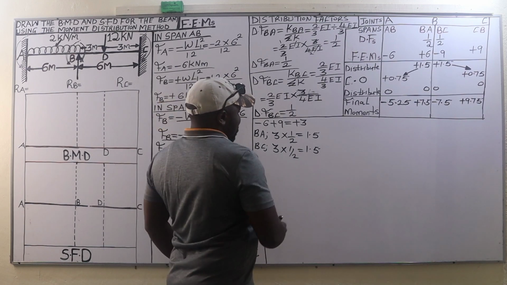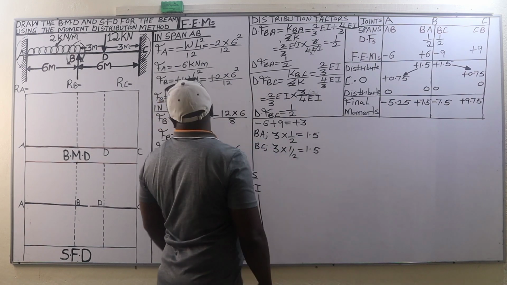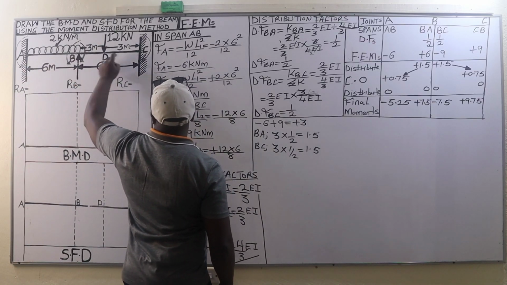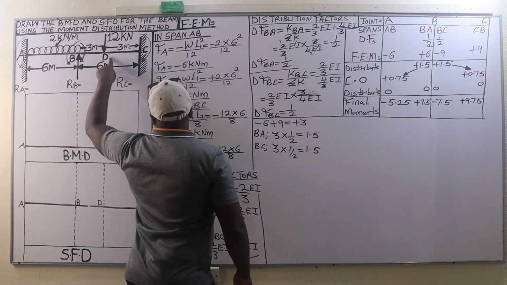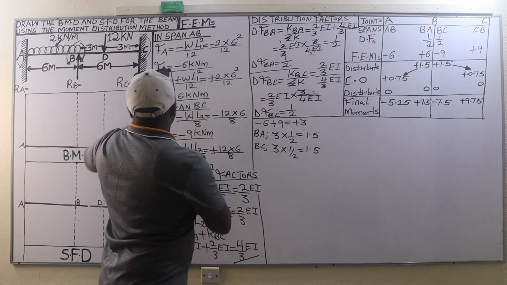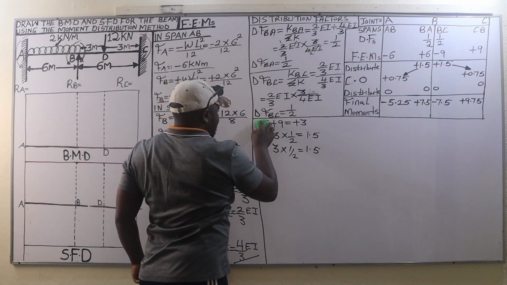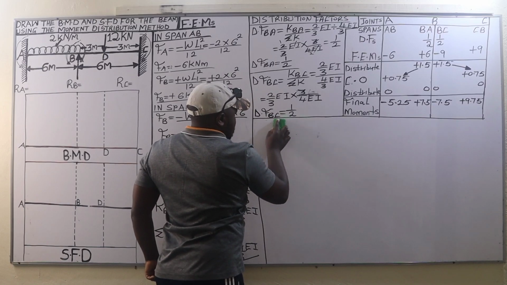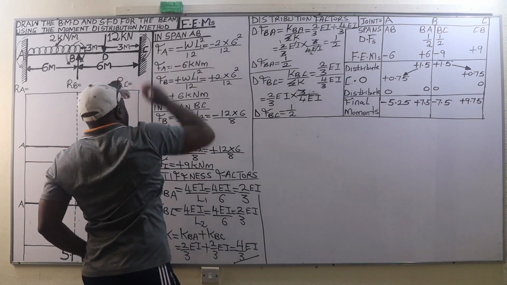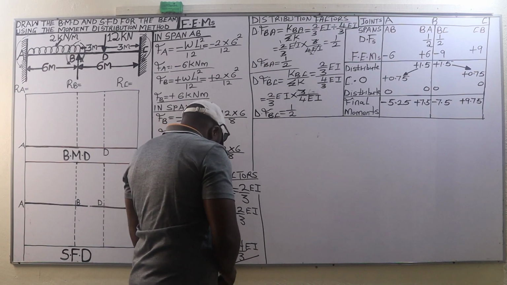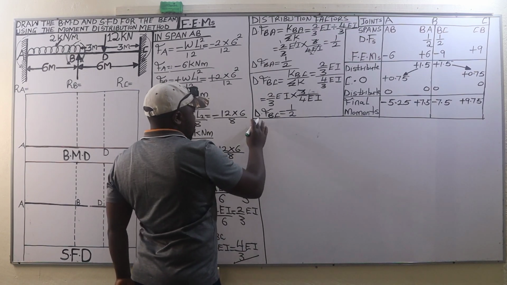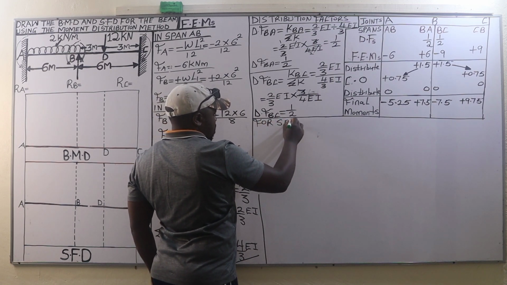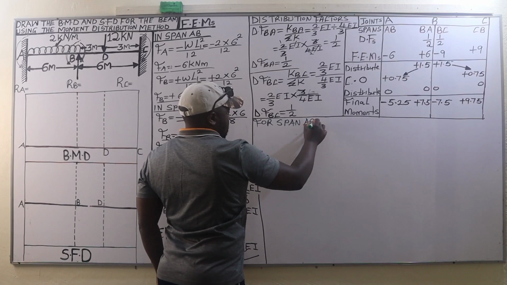Then after that, we are now going to calculate the maximum bending moment between the span AB, and for the span BC, the bending moment at the point D. So that will be our next thing to do. So we go to span AB.